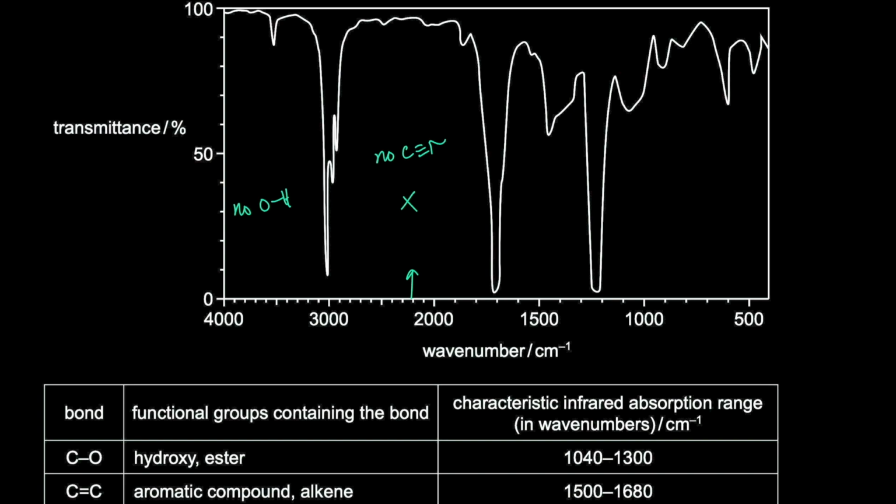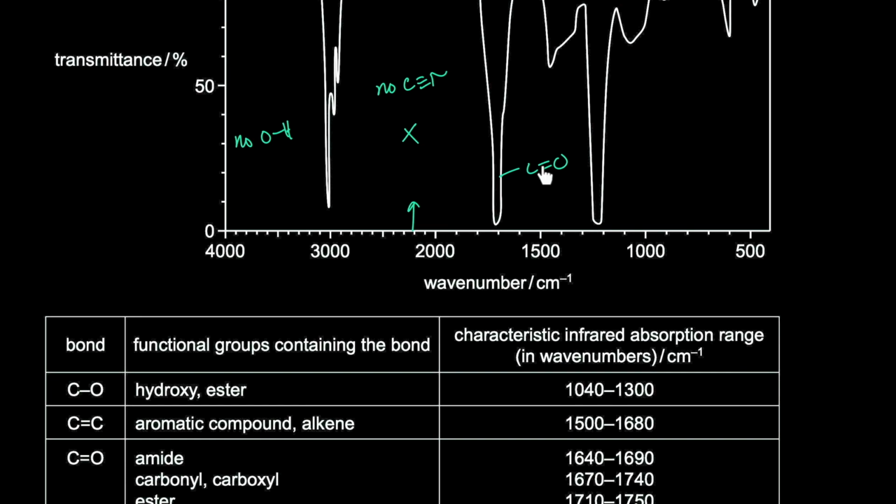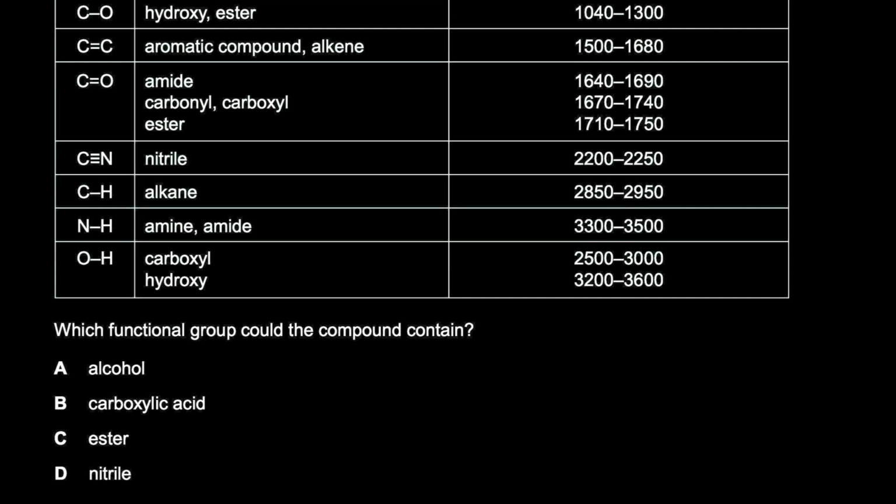But we do have this peak around 1700, which is for the C double bond O. So that means that the answer over here is ester. We don't have an OH peak, so it's not alcohol or acid, and we don't have a C triple bond N, so it's not nitrile.